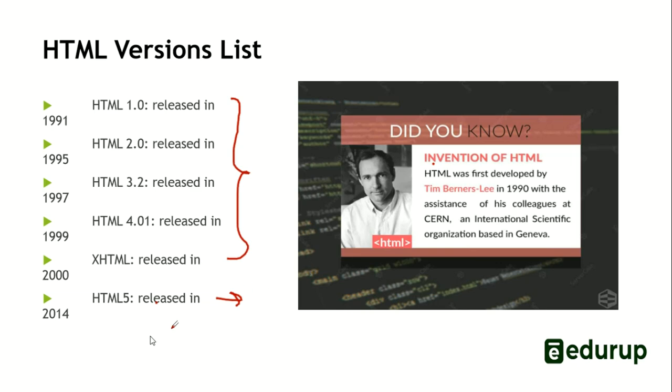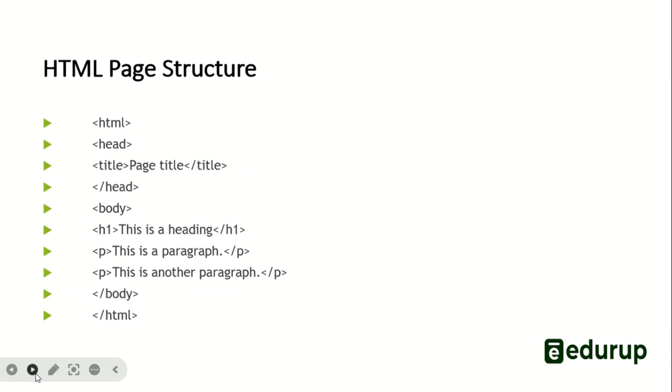Next we will learn about the HTML page structure. For example, the human body consists of a head and body part. In the same way, here also we have a head and body part in the HTML structure. Very simple. Head and body.